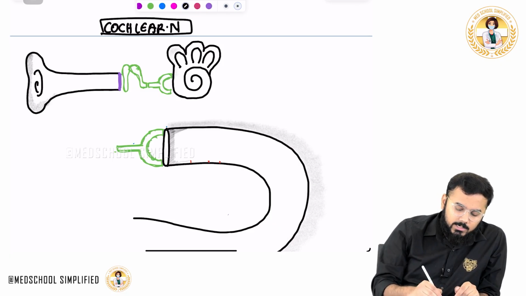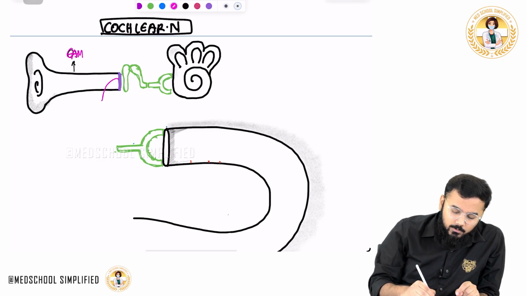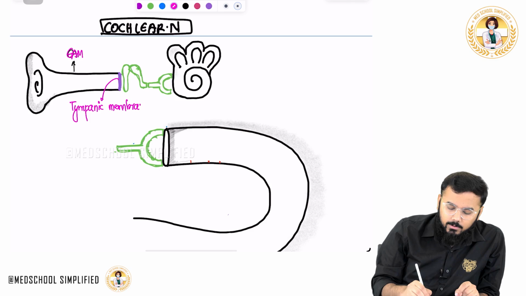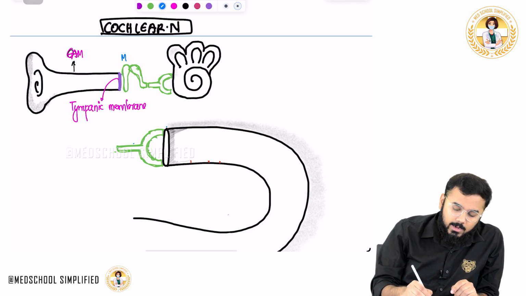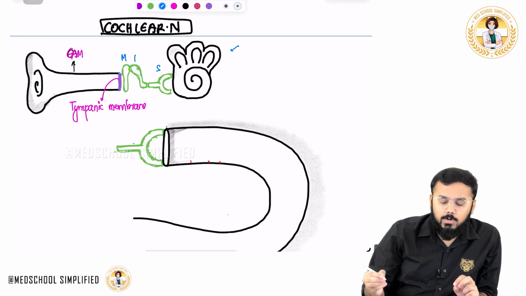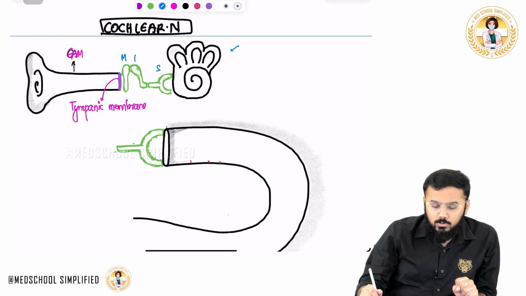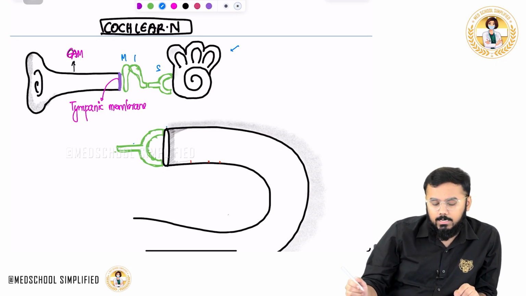Now here you can see that this is the external auditory meatus, EAM, and this part over here is your tympanic membrane. After this you have got three important parts. One is called malleus, another is called incus, another is called stapes, and this inner part is called your cochlea, right? It also has three semicircular canals. So this is the inner ear. The inner ear has your cochlea as well as these three semicircular canals.